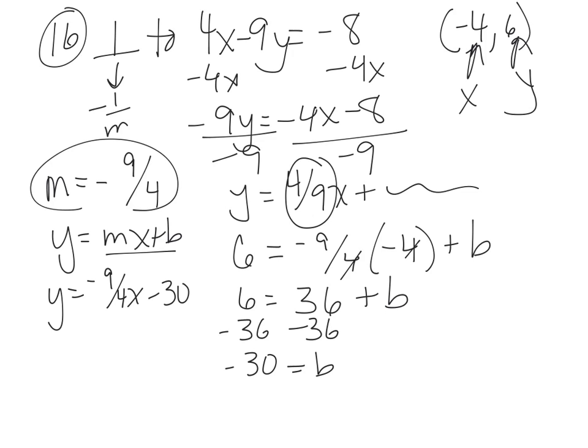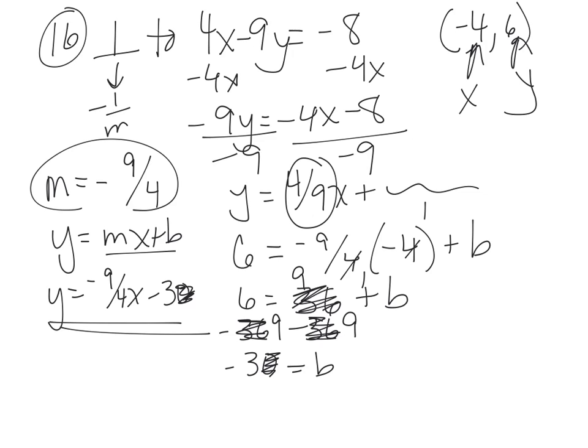-9/4 x plus b. 9 times 4. Oh, this cancels. So this is just going to be a 9 here. I'm so sorry. 9, -3. Okay, so there's the correct answer. Sorry about that. All right, that was 16.